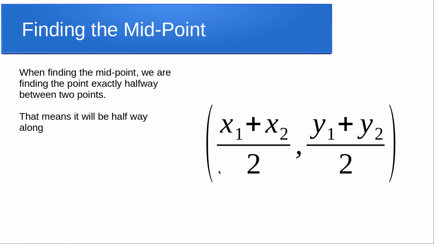That means we're halfway along, so we want the average of the x's, and we're halfway up, which means we want the average of the y's. So the midpoint is the average point. Remember, to find the mean average, we add them up and divide by 2.